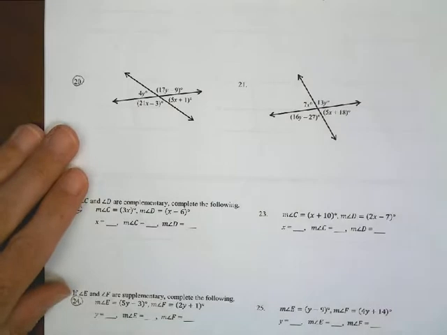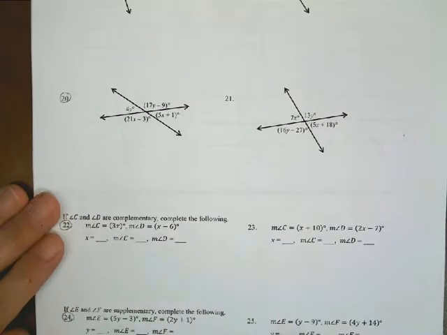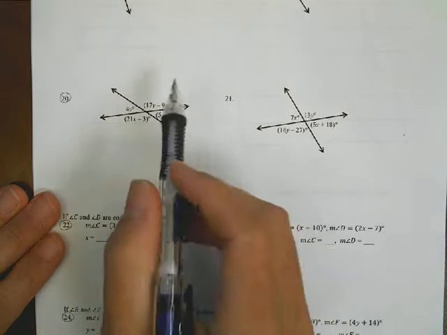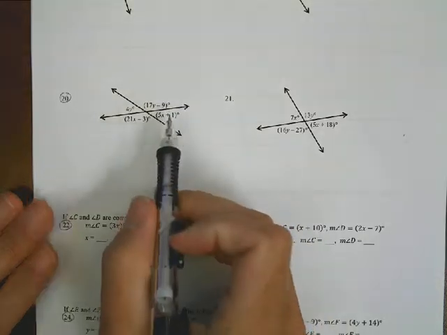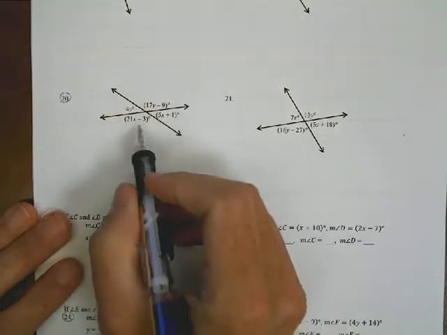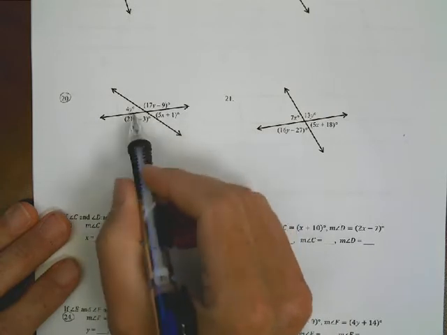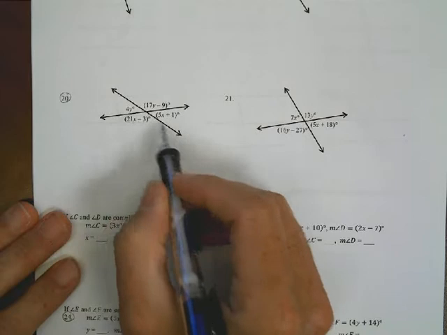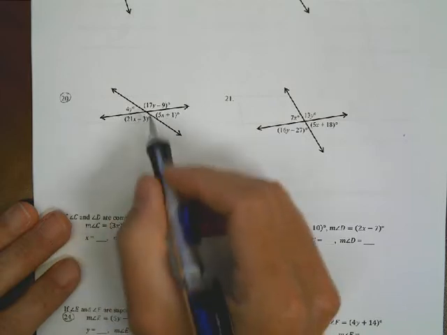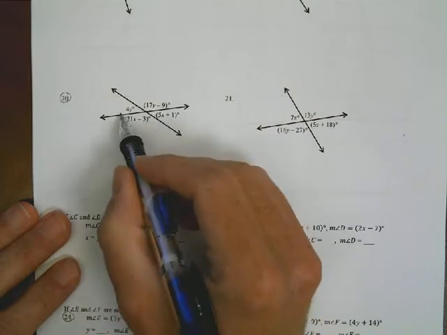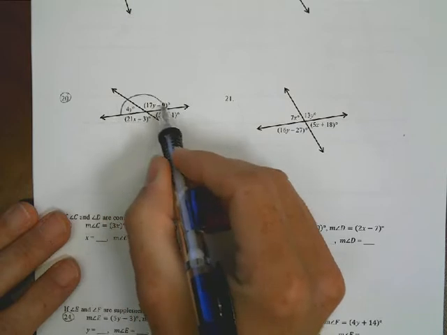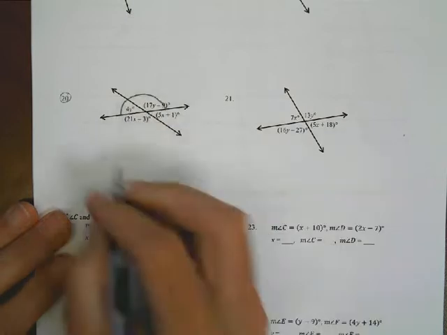Looking at number 20. For number 20, it's the same idea. It says to find the value of the variables and the measure of each angle in the diagram. So when you look at this, we want to make sure we're not mixing up our variables here. So for example, I have y's and x's. There's lots of ways to go about it, but I want to make this easy on myself. So I'm going to join these two angles together because they're supplementary.